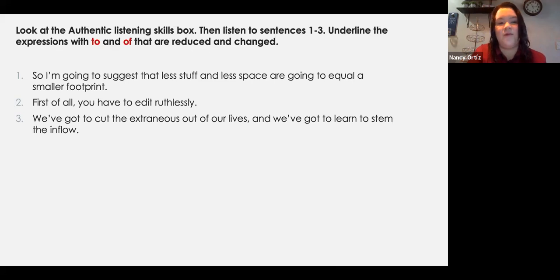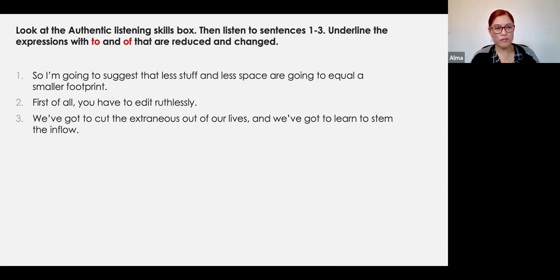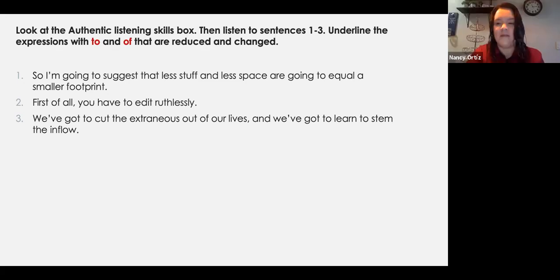Number 2, Alma, which one can we use to reduce in number 2? I think it's first of all, but I'm not sure how we can. Well, first off, we don't say, you don't pronounce first of all. You say first of all, no? So you can contract. Exactly. There with of, you are putting something together. First of all, right? Very good. First of all. Number 3, Armando.